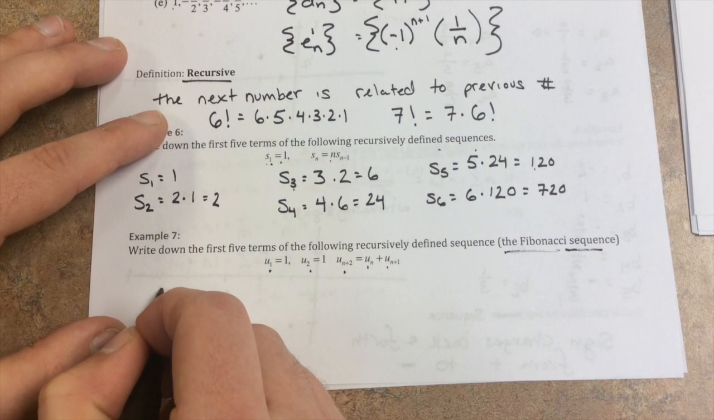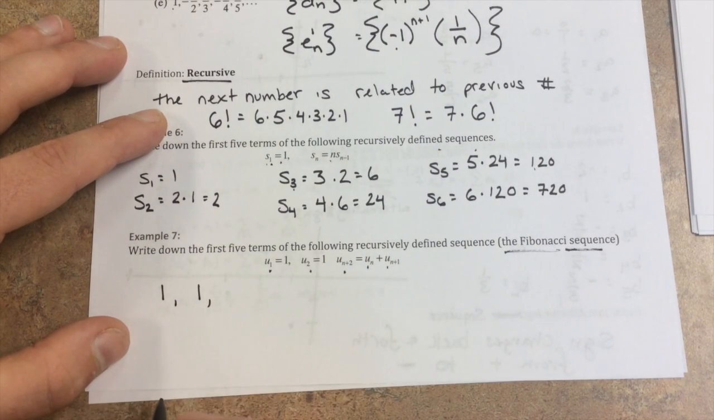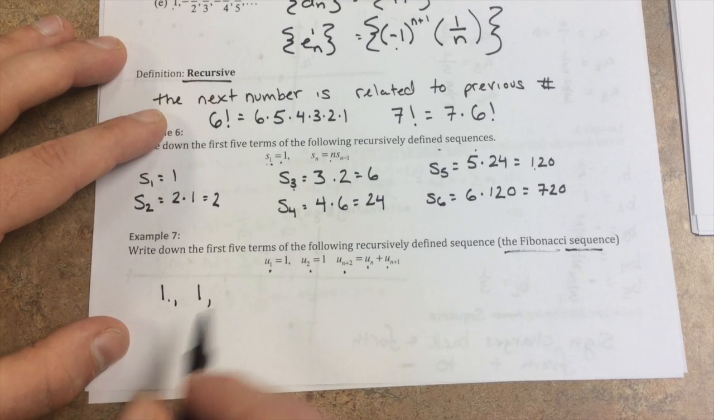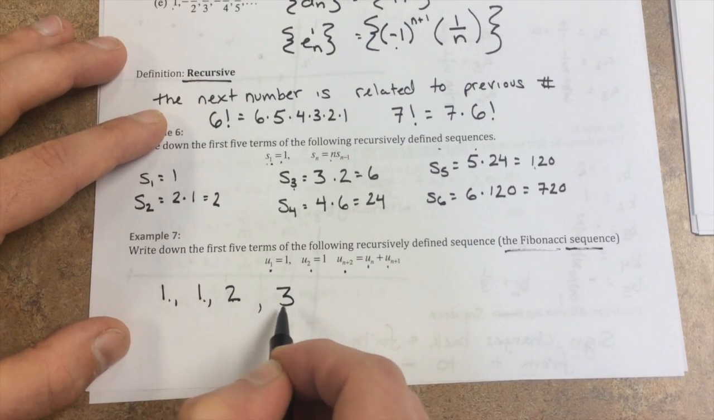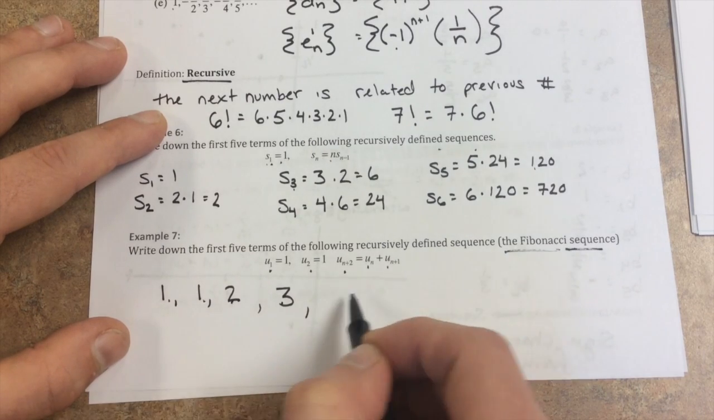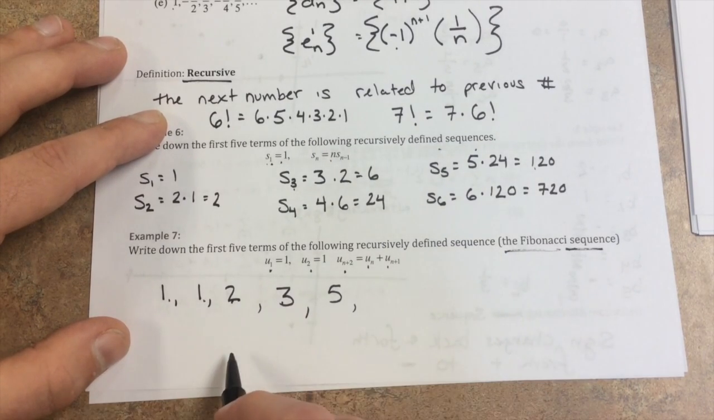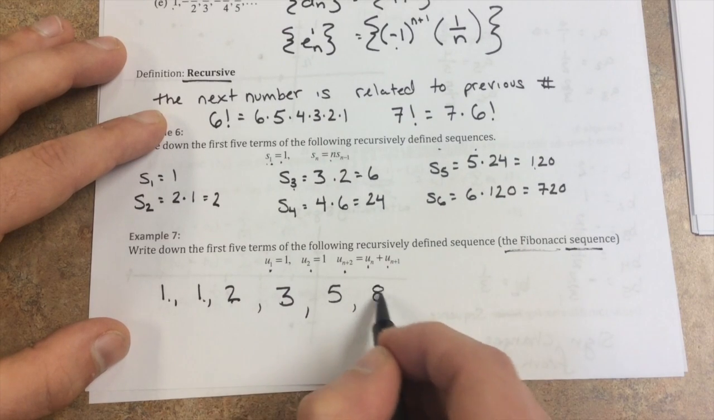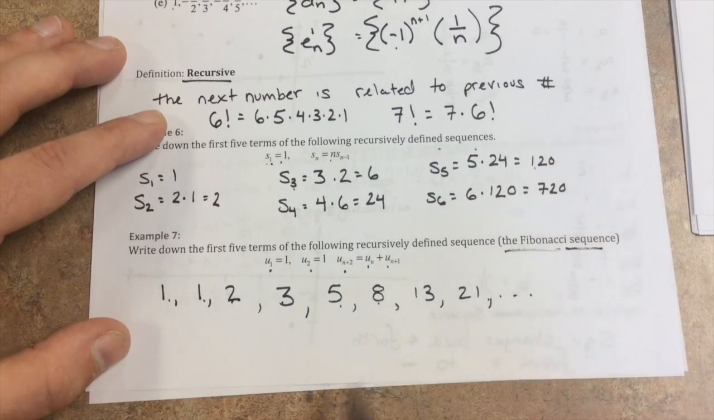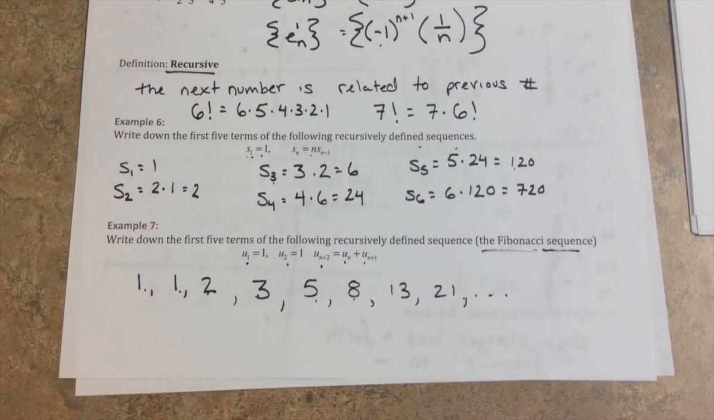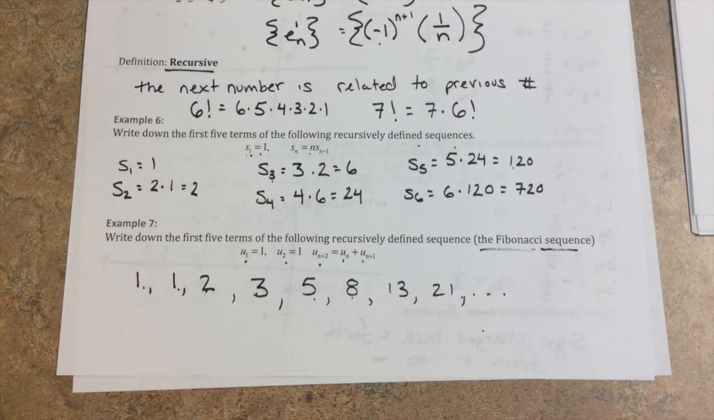So our sequence would be 1, then 1. If we add these two together, we get 2. If we add these two together, we get 3. If we add these two together, we get 5. There's our first 5 terms. If I wanted to keep going, 3 plus 5 is 8. 5 plus 8 is 13, 21, so on. This is a very, very famous sequence, and it actually happens in a lot of nature. If you want, I can post a video of the Fibonacci sequence, and we'll go from there.